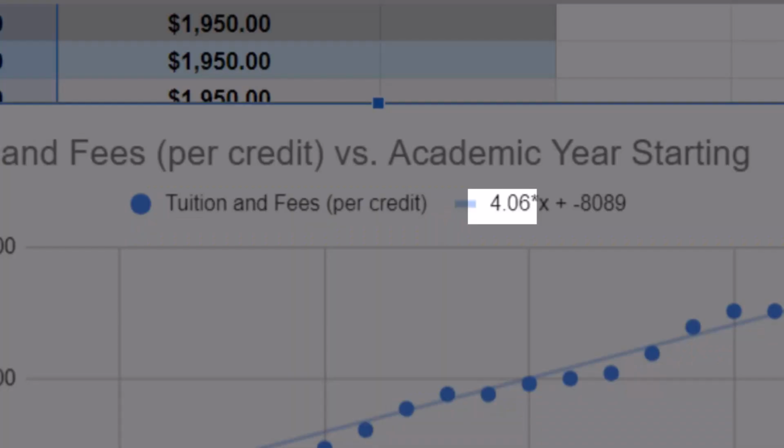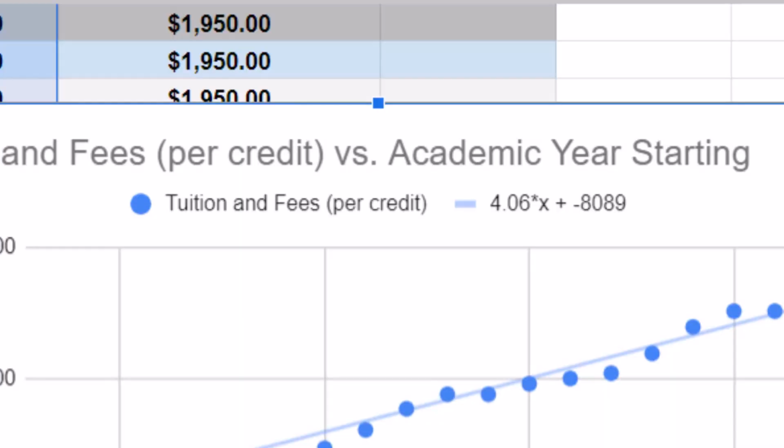And check out the slope, that bumps the slope up to $4.06 a year. So pure in-district tuition goes up $3.26 a year. But once you add fees on, that actually adds an additional 80 cents per year. So on average, the fees are increasing 80 cents per year, which means that the actual tuition and fees is going up $4.06 per year. Ha! All right, there we go. Got some information out of that.